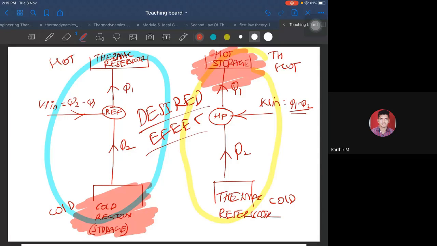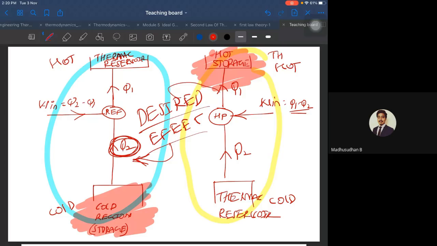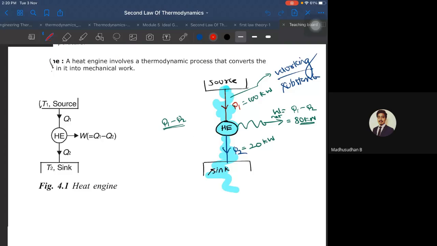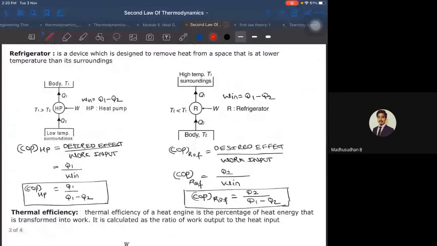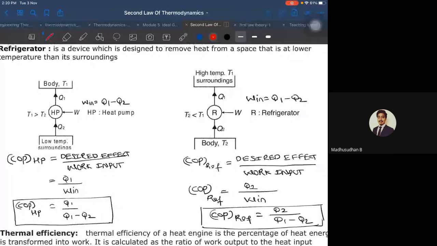Yes, sir. Now, this is very important, guys. Please do observe. For the refrigerator, the desired effect will be this particular value, and for the heat pump, the desired effect will be this particular value here. So Q1 becomes the desired effect for the heat pump and Q2 will become the desired effect for the refrigerator. Now let us come back to this here. You can observe the same thing which is written here. Is that visible clearly? Should I zoom in?